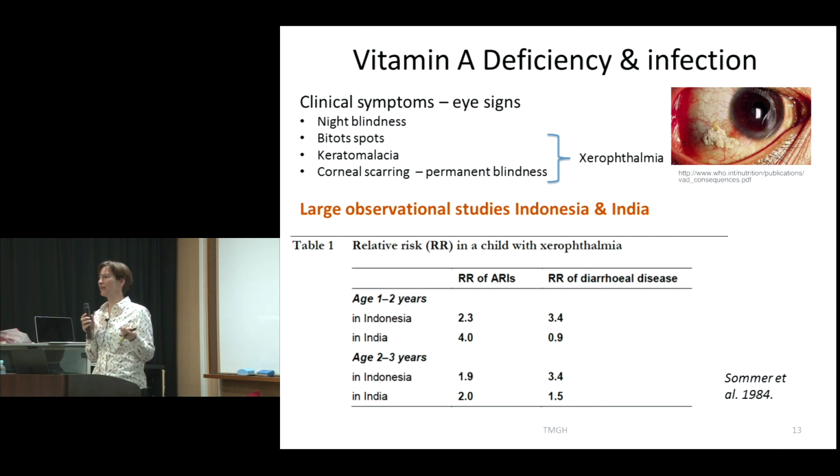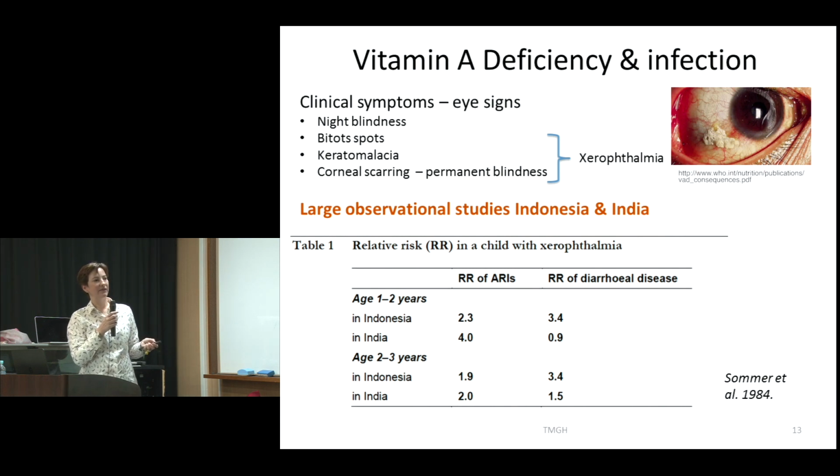But again, that's quite non-specific. How do you objectively measure night blindness? The next one is Bitot's spots. And then you get this kind of scarring, which eventually will lead to blindness, and this is called xerophthalmia. And here's where you can see these, that's quite a large Bitot's spot, and scarring is beginning here. So vitamin A deficiency used to be the most common cause of blindness in the world.